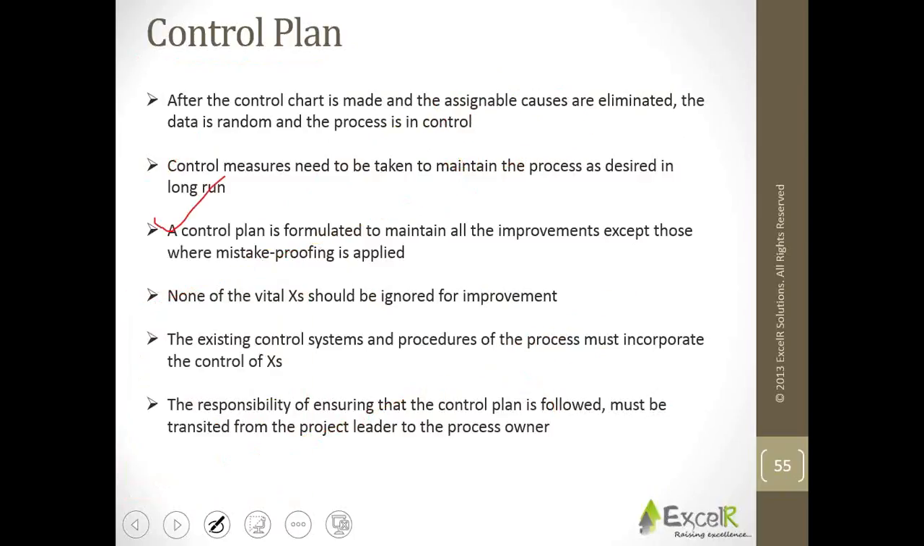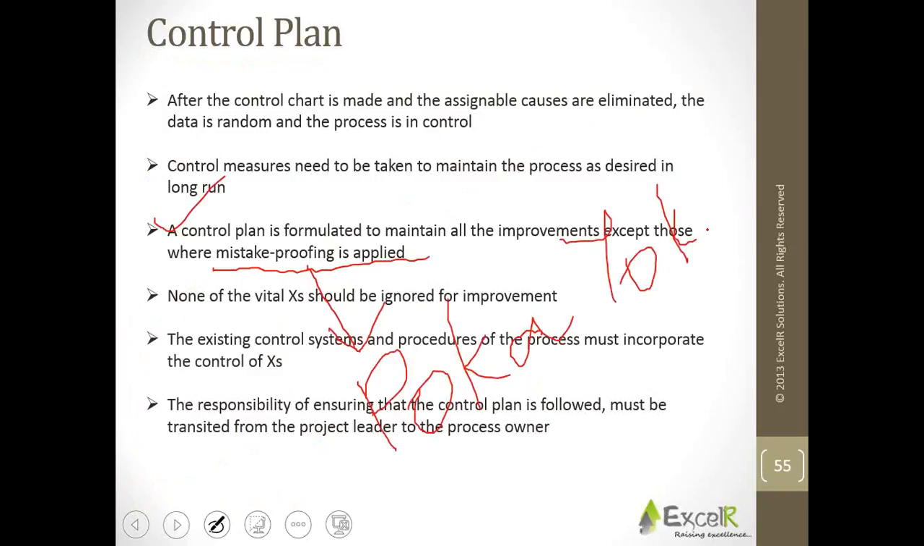A control plan is formulated to maintain all the improvements except those where mistake proofing is applied. Wherever mistake proofing or Poka-yoke is applied, you need not document that, or you need not formulate anything in the control plan for that.